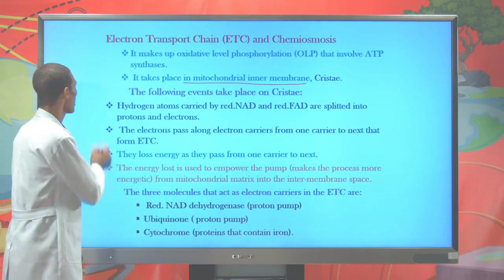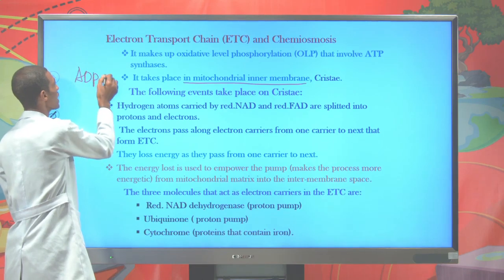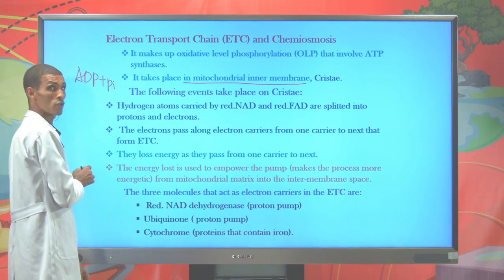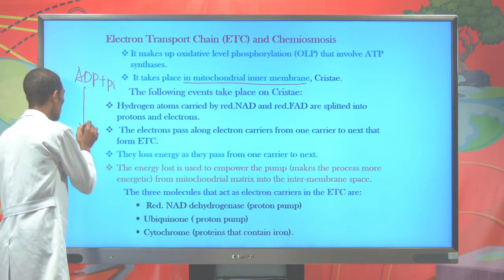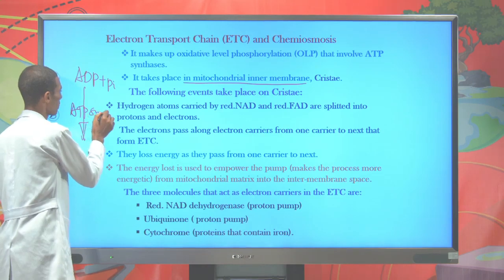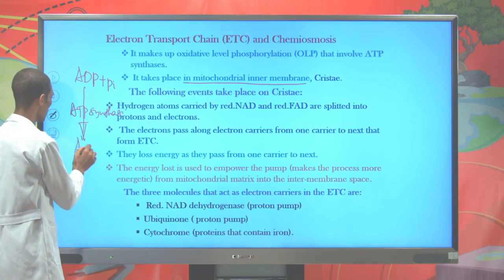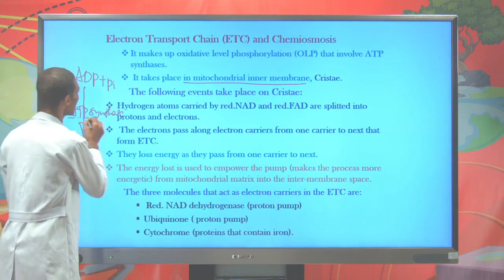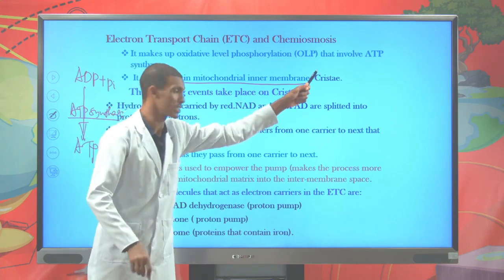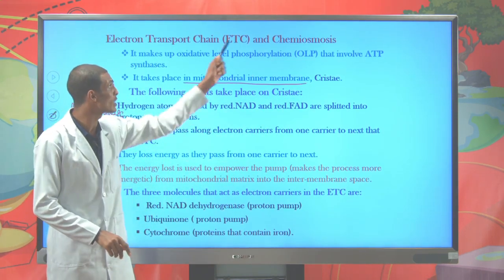The production of ATP takes place from ADP plus inorganic phosphate, which is the process of phosphorylation, and the enzyme ATP synthase is involved in forming this ATP. ATP synthase is located in the mitochondrial inner membrane on the surface of the cristae. Student, do you know the advantage of cristae during the process?